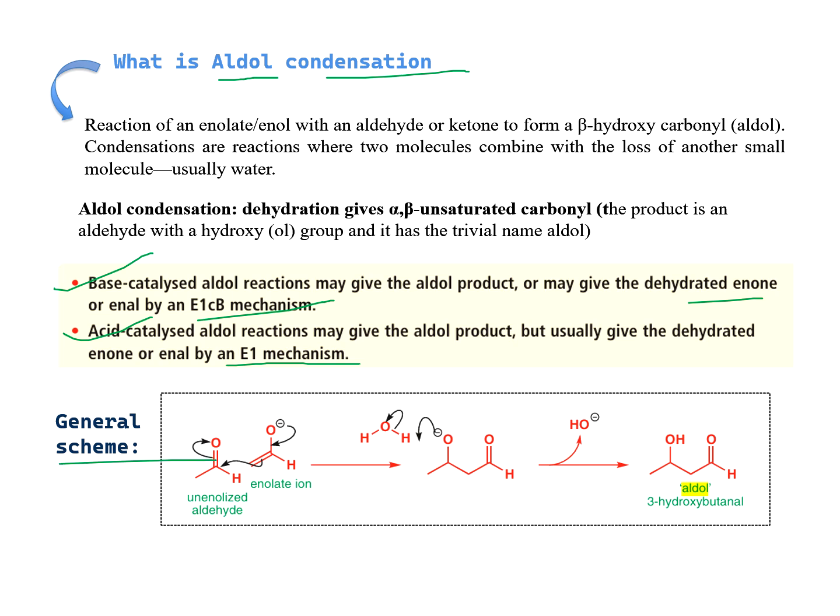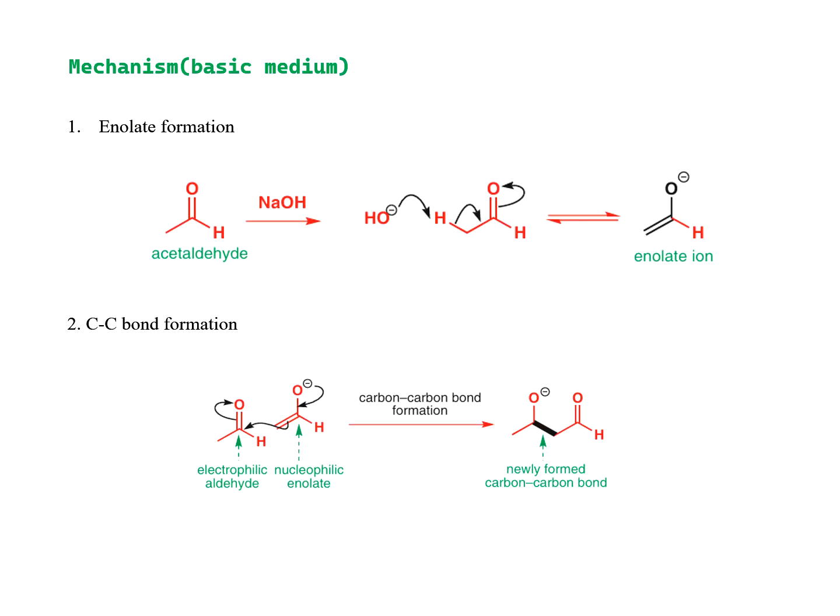Then we are going to see the general scheme. What is the general scheme? One forms an enolate ion and one reacts as an electrophile. So this is the general scheme. In the next slide, we are going to understand this. So this is the mechanism in basic medium. First, we are going to look at enolate formation.